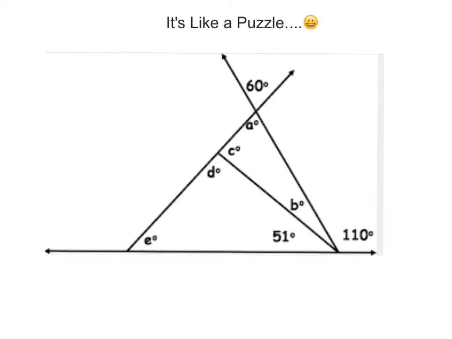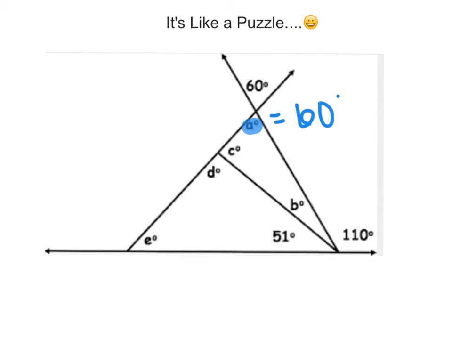This is kind of like a puzzle, and these are fun. Try to remember all of the different rules that you know, and then you can solve for all of these different angle measures that are missing. The first one that I am going to start with is one that jumps out at me up here. Angle A is across from, or it's a vertical angle from 60. So I know that angle A is 60 degrees.